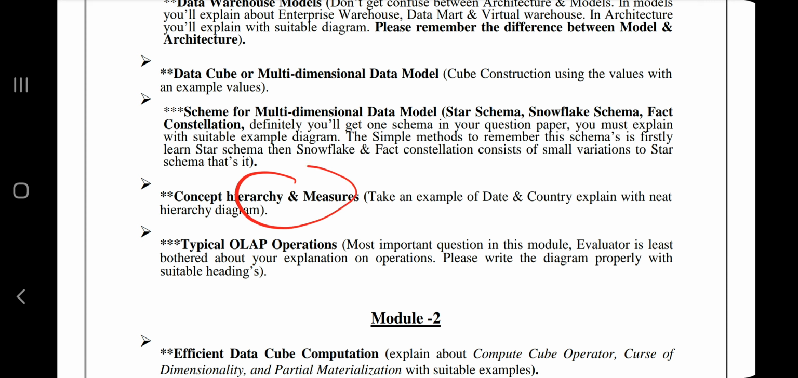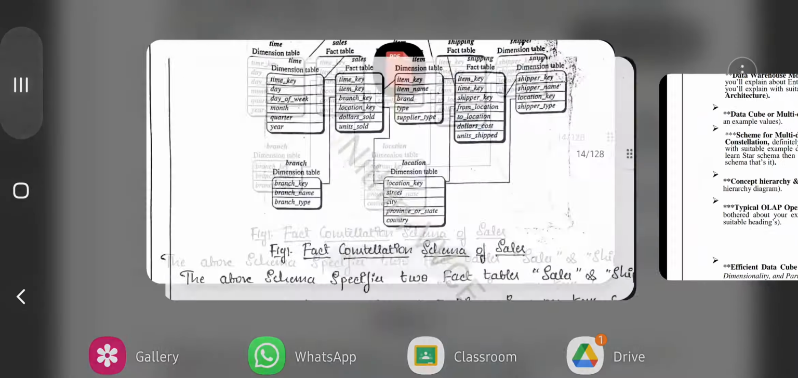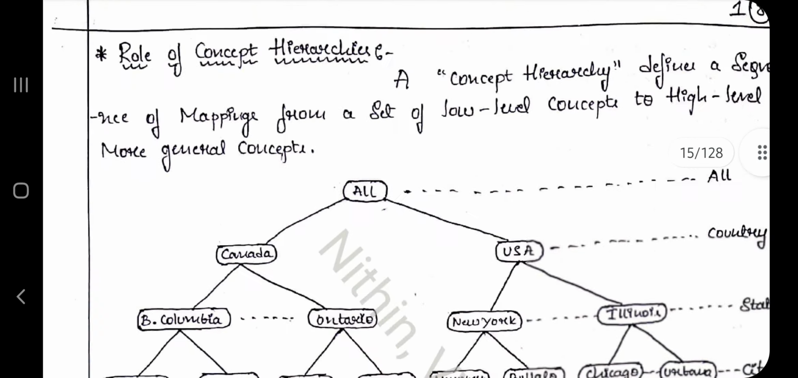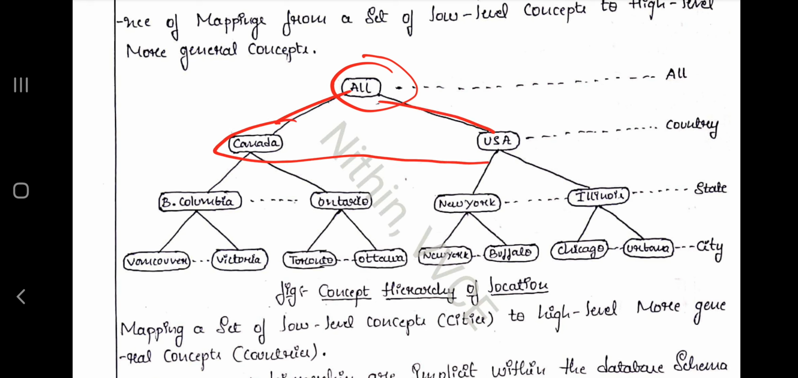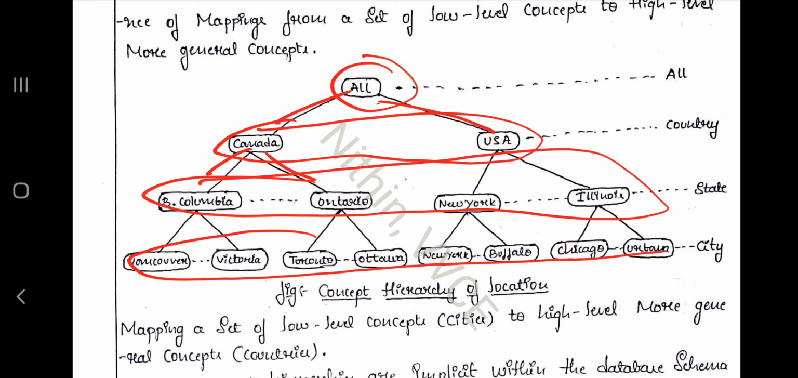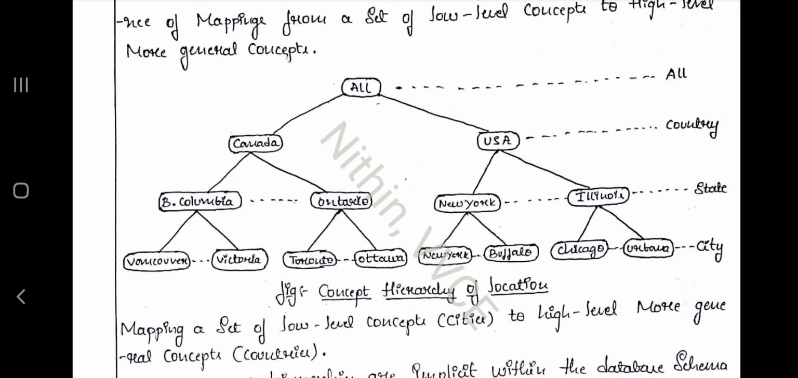Then we have the concept of hierarchy and measures. Let's take an example of date and country as given here. So what is the role of concept hierarchies? A concept hierarchy means this is the most general one, all. Then we have the countries, like Canada and the USA. Then we have the states, and after the states we have the cities. This is the hierarchy, and this whole thing is the concept, so it is called a concept hierarchy.